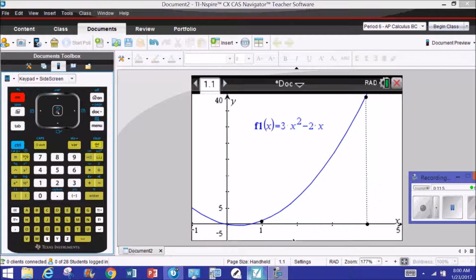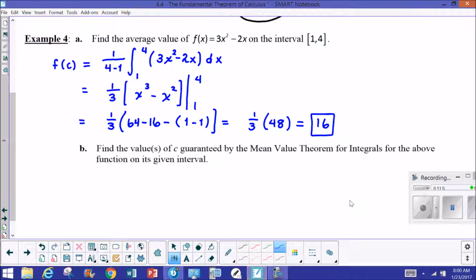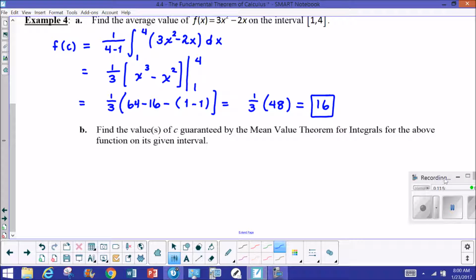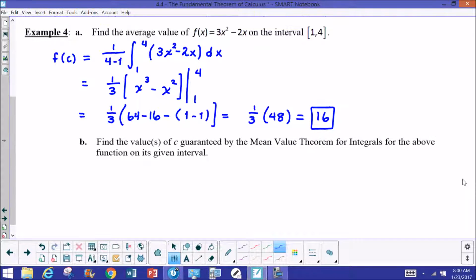Now, we have a second part to the problem that asks us to find the values of c guaranteed by the mean value theorem for integrals for the above function on its given interval. And this is the part that a lot of students find some difficulty with, because you have to be able to sort of apply the information that you found in part A.